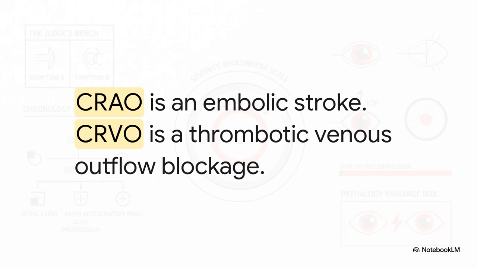CRVO, on the other hand, represents a thrombotic venous outflow obstruction. Its classic appearance is what we call blood in thunder: extensive retinal hemorrhages, tortuous veins, a swollen optic disc, and macular edema. Simply put, one is a severe lack of inflow, and the other is a catastrophic blockage of outflow.